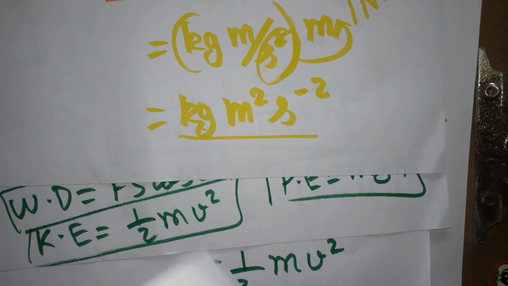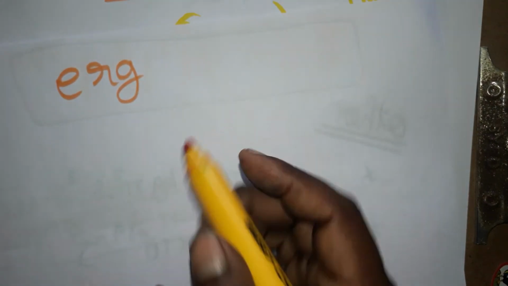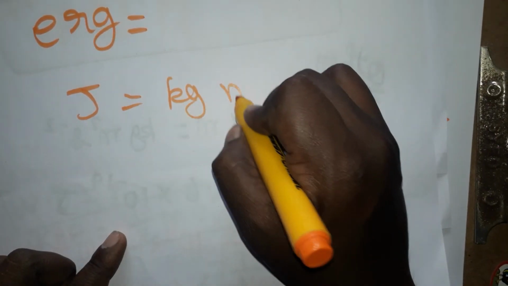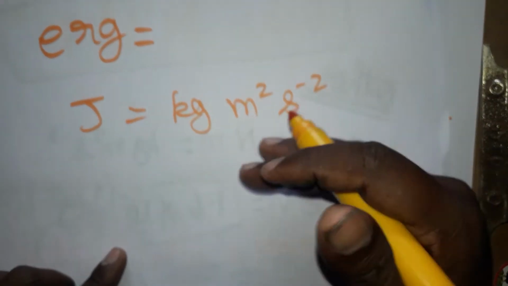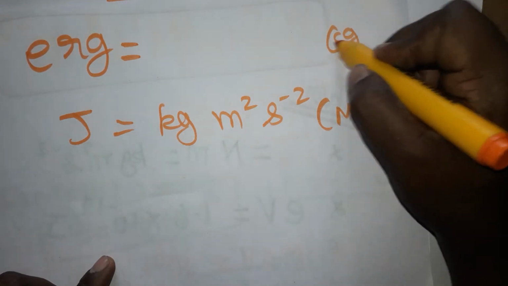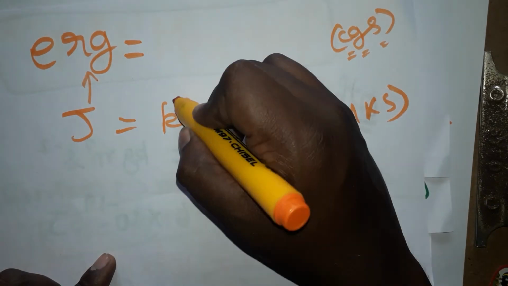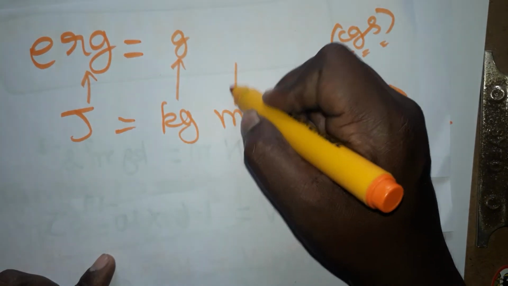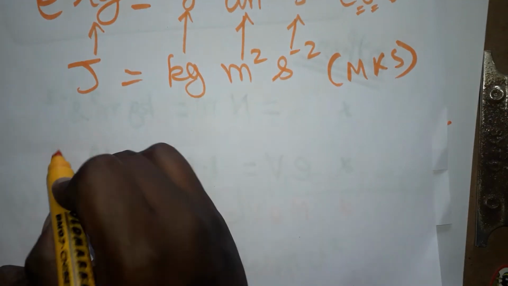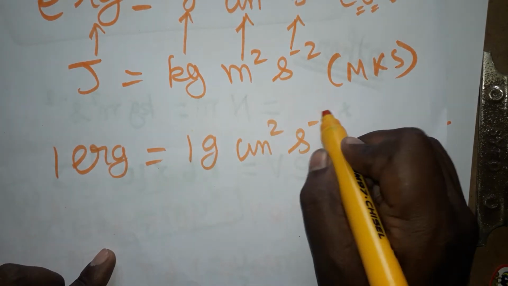Another unit of energy we can take is the erg. What is erg? The same unit we already know, 1 joule is equal to kg meter square second minus 2. This is followed in the meter kilogram second system. The same unit I am going to write in the centimeter gram second system. Instead of joule we write erg, instead of kilogram we write gram, instead of meter we write centimeter, and instead of second it will be second only. So 1 erg is equal to 1 gram centimeter square second minus 2.